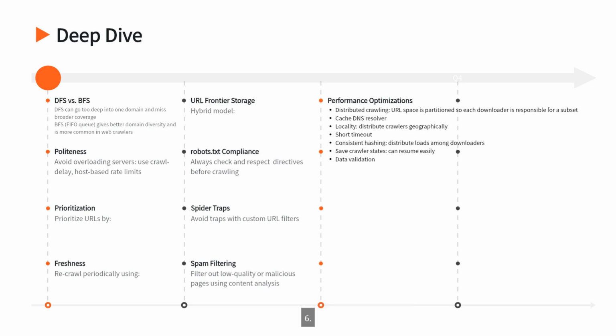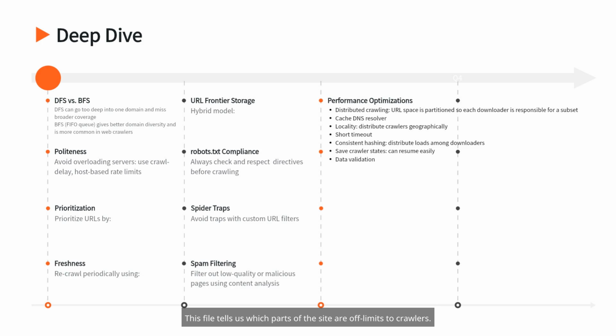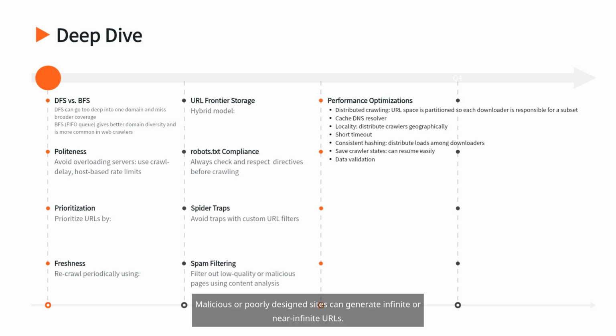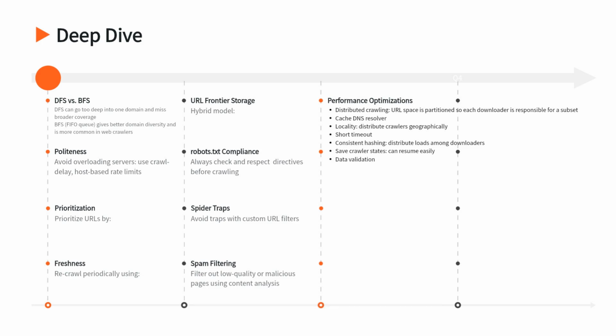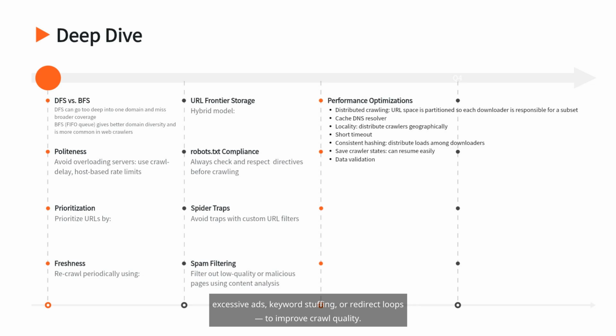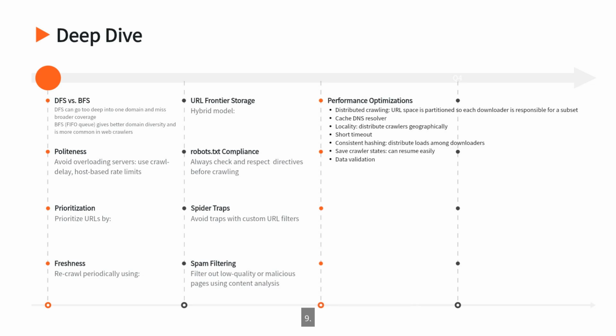6. Robots.txt compliance. Before crawling a site, we must check its robots.txt file. This file tells us which parts of the site are off limits to crawlers. 7. Spider traps. Malicious or poorly designed sites can generate infinite or near infinite URLs. Custom filters are needed to detect and block these traps, e.g., patterns like calendar pages, session IDs, or recursive paths. 8. Spam filtering. Spam pages should be filtered using content analysis, such as excessive ads, keyword stuffing, or redirect loops to improve crawl quality.